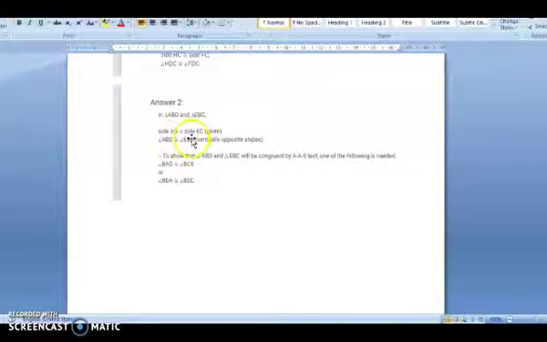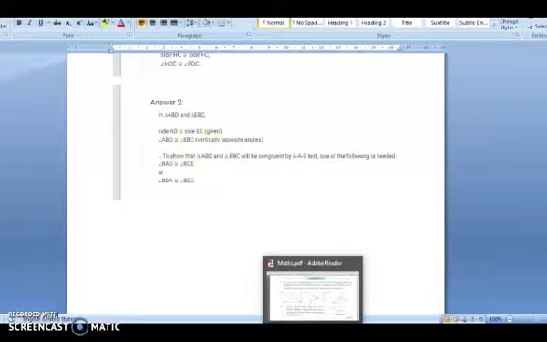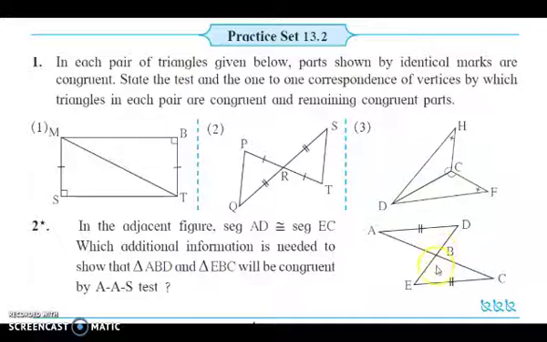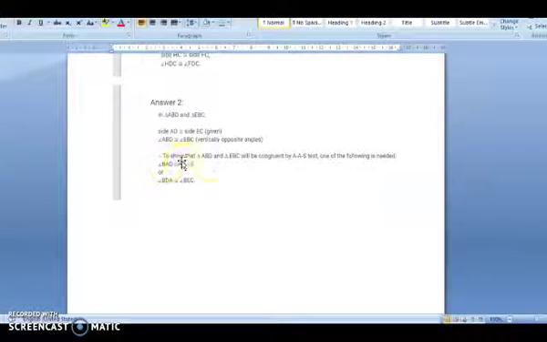Side AD is congruent to side EC, it is already given, and angle ABD is congruent to angle EBC because they are vertically opposite angles. We can see here this angle ABD is vertically opposite to this angle EBC. So both these angles are congruent to each other. Therefore, to show that triangle ABD and triangle EBC are congruent by AAS test, one of the following is needed. We need two angles and one side. We are given here one side and only one angle. So we need a third angle, that is, angle BAD congruent to BCE.